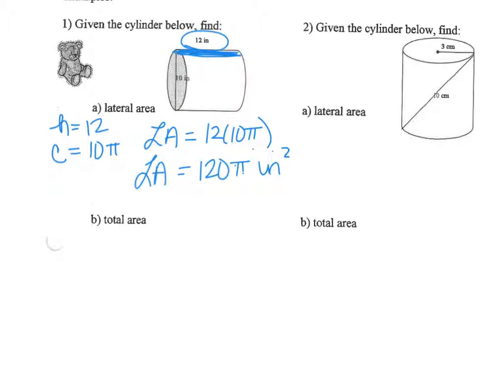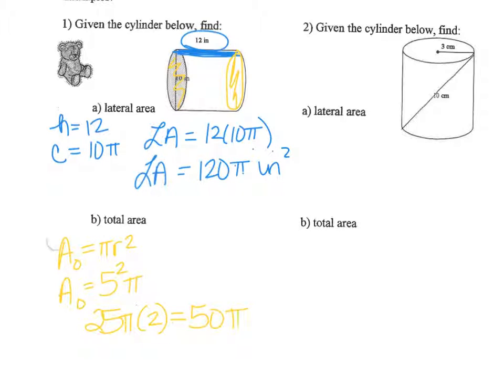So the bases would be the area of a circle, which is pi r squared. So the radius would be 5, squared, times pi. We have 25 pi. And because we have a base here and there would be another base over here, we'd multiply that by 2 to get 50 pi.